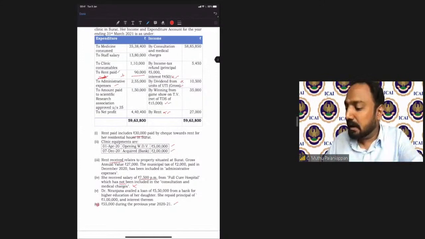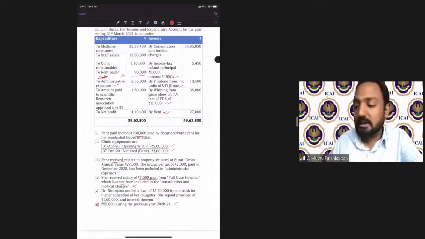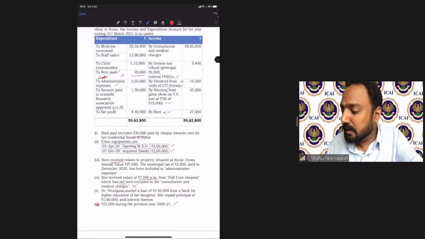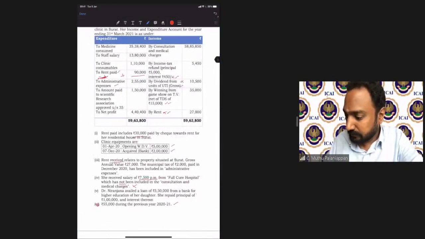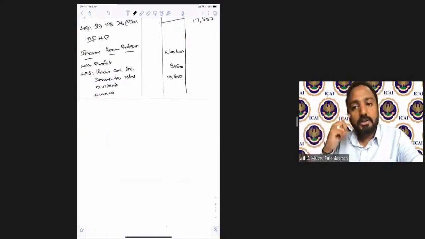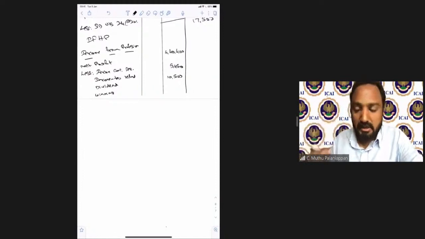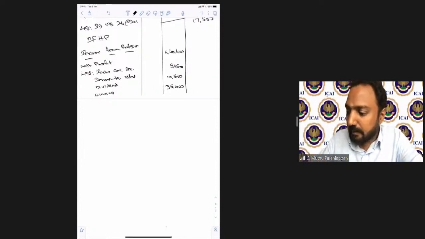My winnings from game shows on TV, net of TDS. We said two things here. One is to make sure that you remove it from business. Another is to include it in income from other sources. But when you're including, you need to consider this net of TDS. So the first thing I'll remove from here is the winning from game show. Sorry, it is 35,000. Here I need to specify 35,000 because the impact in P&L is only 35,000.